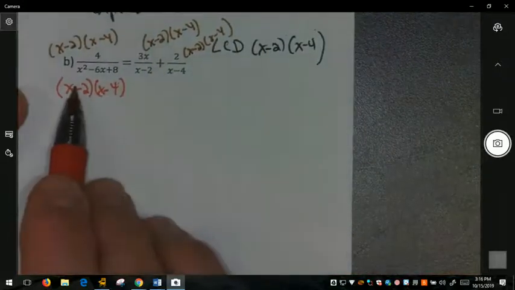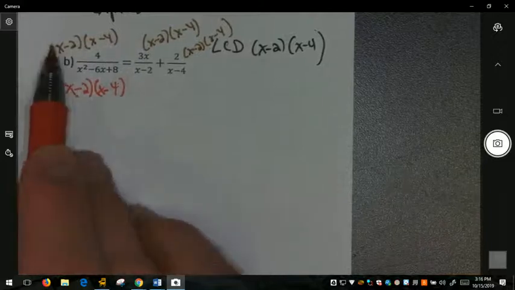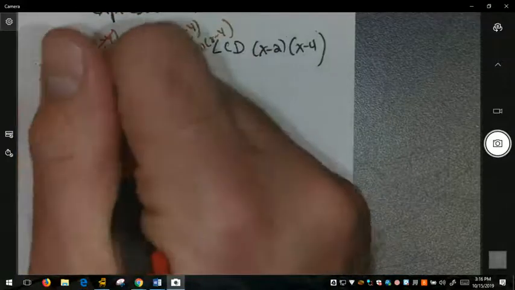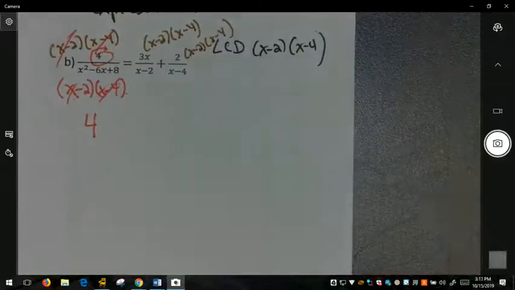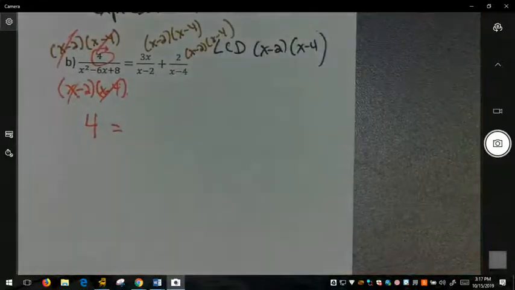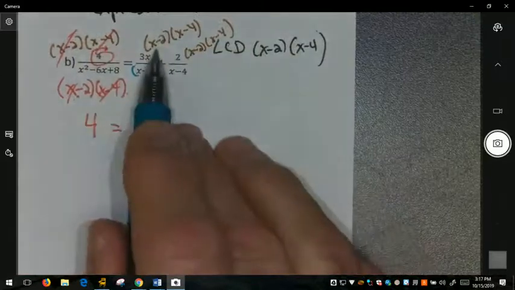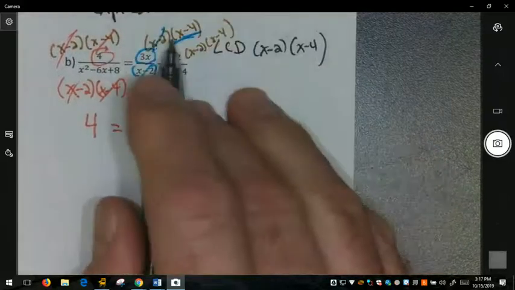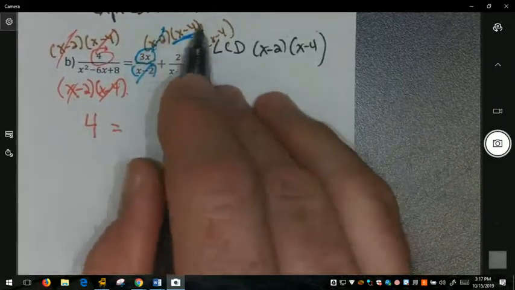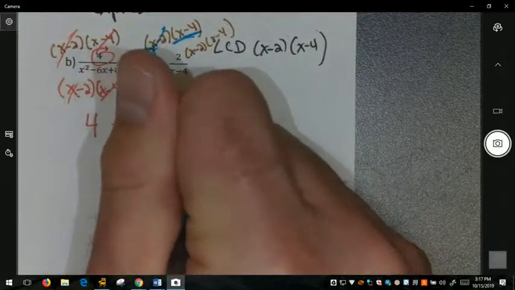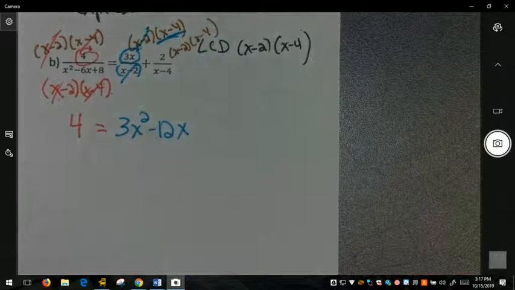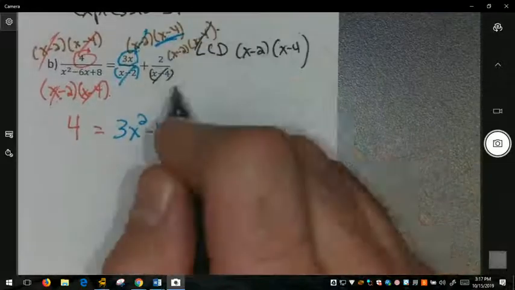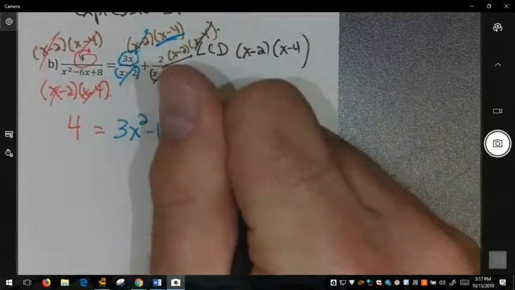When I go to do that on the left side, I have a factor of x minus 2 in the numerator and in the denominator. Those cancel. X minus 4, both factors in the numerator and denominator, those cancel. I'm left with 4. On the right side of the equal sign, before I multiply out, I go to simplify my fraction. I have a factor of x minus 2 in the numerator and denominator. So all I need to do is 3x times x minus 4, which is 3x squared minus 12x. And with the last term, a factor of x minus 4 is in the denominator, so that factor cancels in the numerator. I'm left with 2 times x minus 2, which is 2x minus 4.